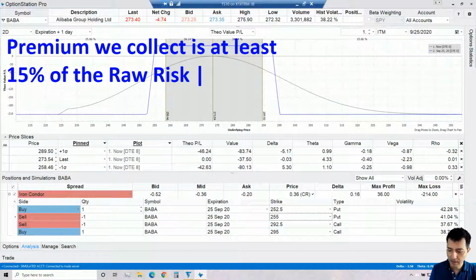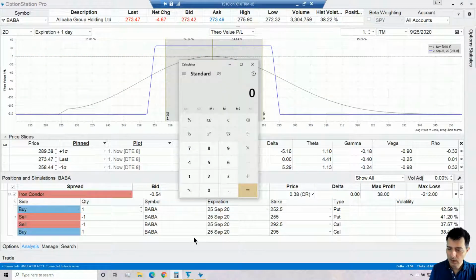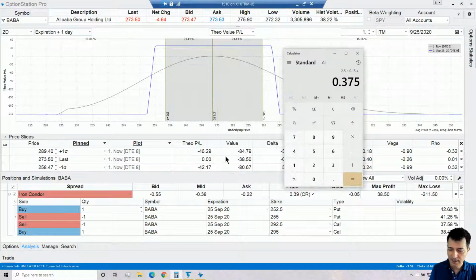And how much is the raw risk? Well, the raw risk in this case is 2.5. So we need to collect at least 15% of 2.5, and if that's the case, we'll take the trade. So here's 2.5, and here is 15% of 2.5. This, my friends, is 37.5 cents. And the midpoint is 38 cents, which is 0.05 more than 0.375. So in other words, it's right there, borderline, really tight, but it's there.